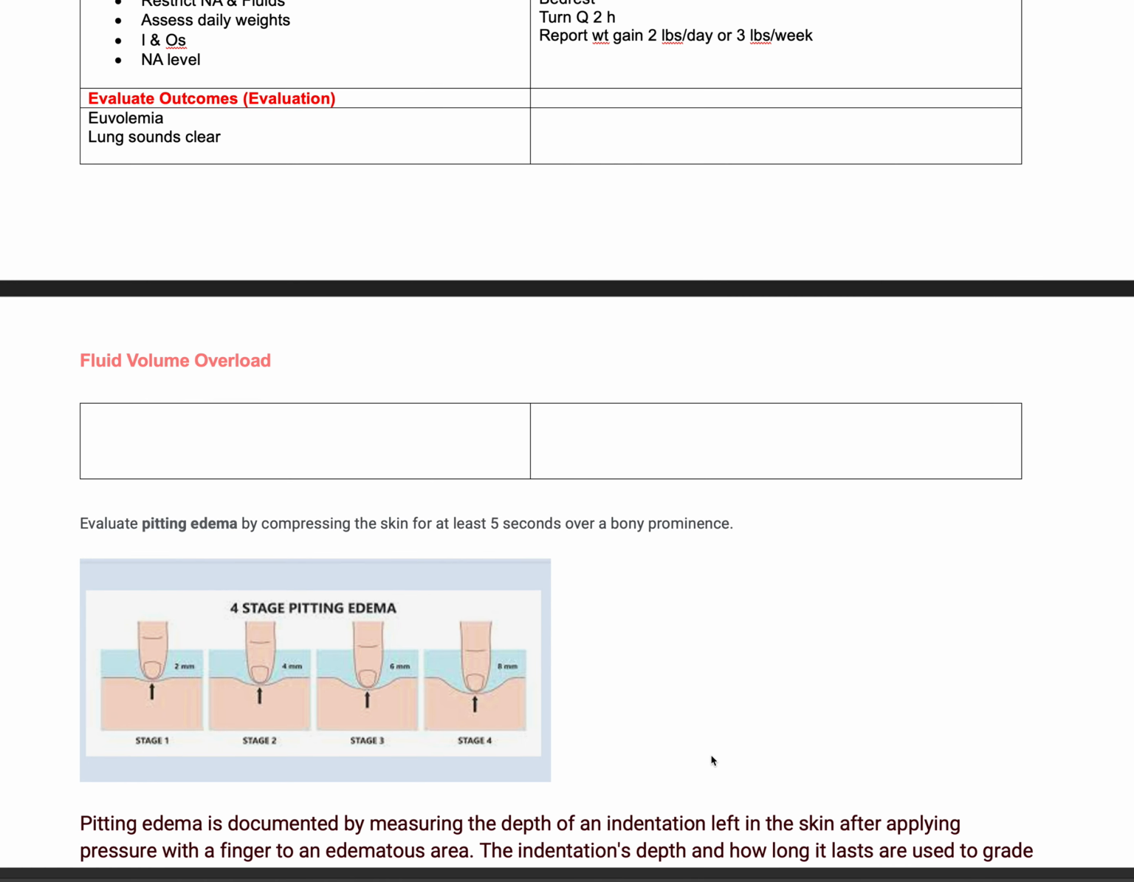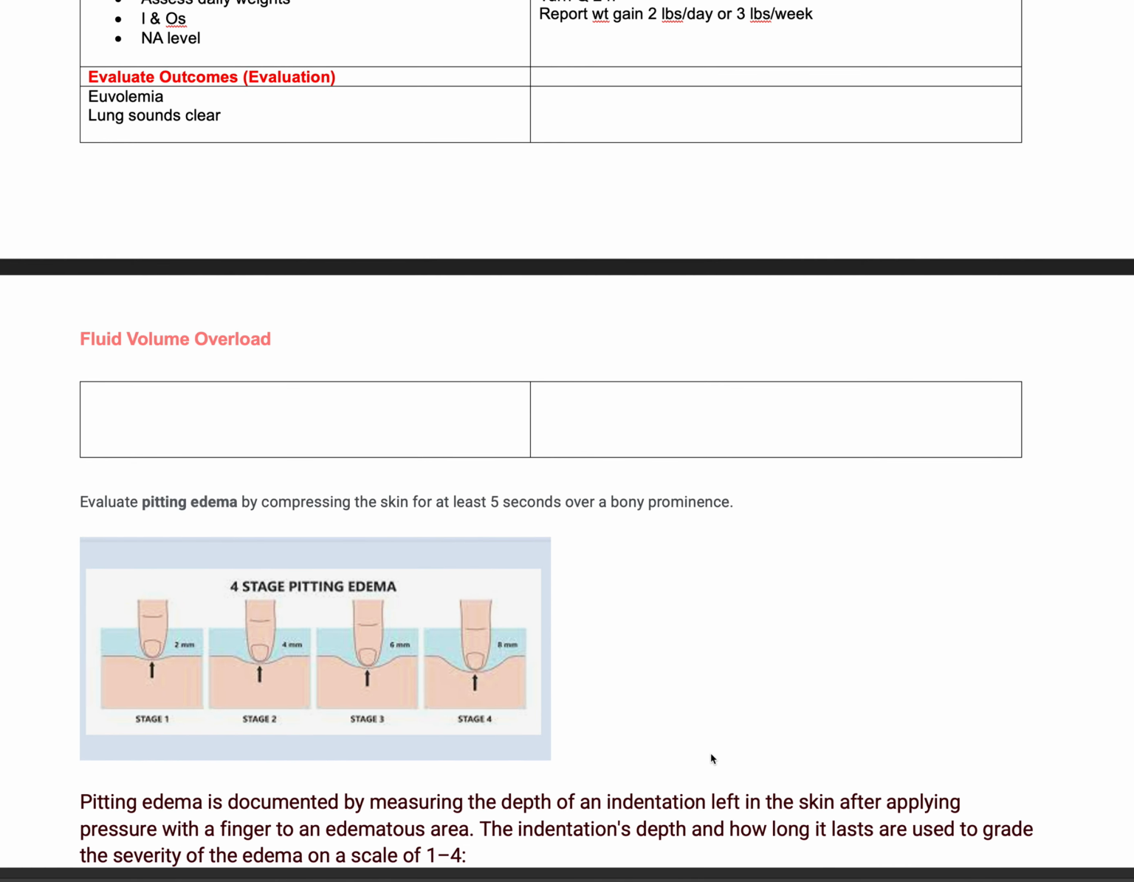So I'm going to tell you an easy way to remember the different stages. Multiply the stage by 2, okay? So stage 1, 1 times 2 equals 2 millimeters. Stage 2, 2 times 2 equals 4 millimeters. Stage 3, times that by 2, the indentation is going to be 6 millimeters. Stage 4, times that by 2 is going to be 8 millimeters, okay?